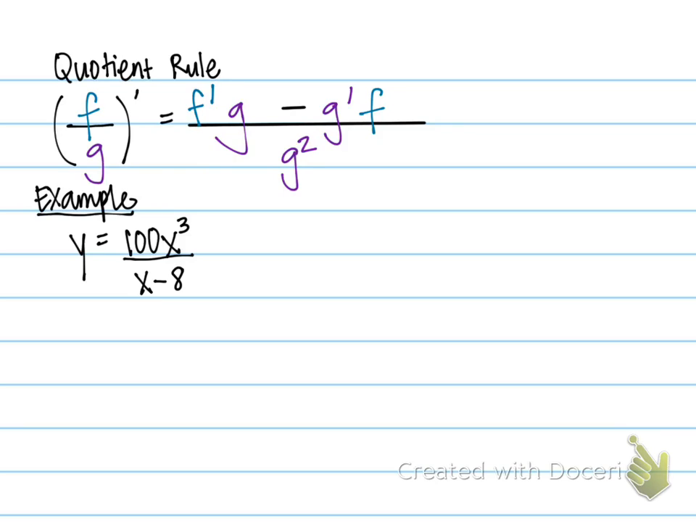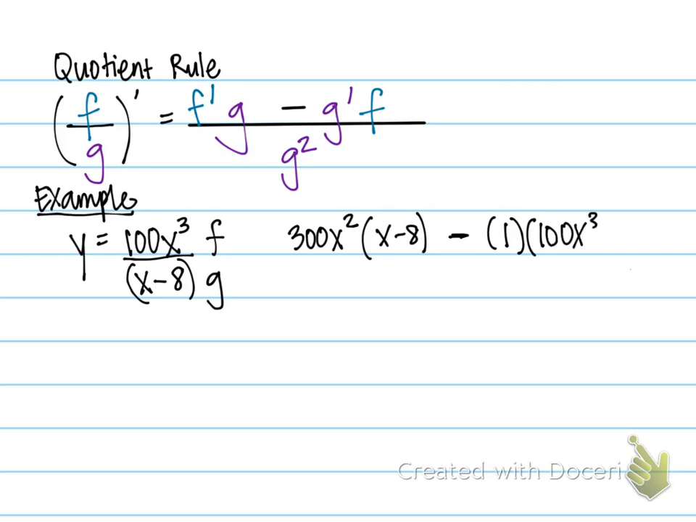All right, so we have a function in the numerator and a function in the denominator. So we're going to use the quotient rule. So take the derivative of the first one. So that's going to be 300x squared. The bottom stays the same. Minus, take the derivative of the bottom, and the derivative of the bottom is just 1, because the 8 turns into a 0. Keep the top the same. So that one stayed the same.